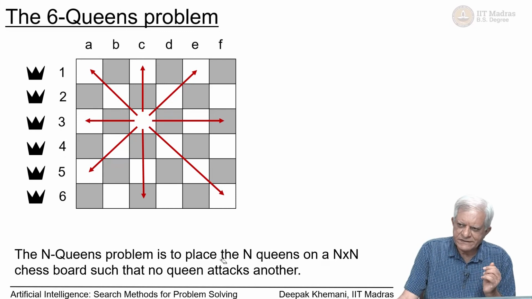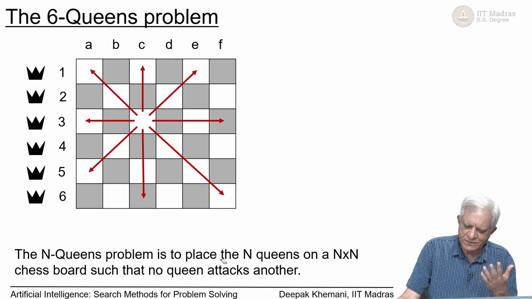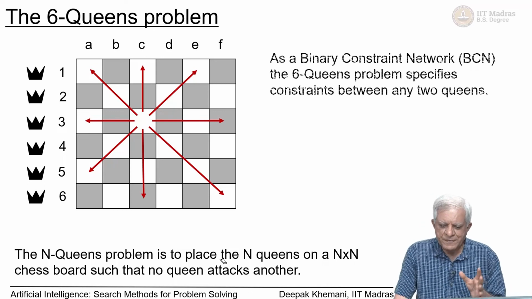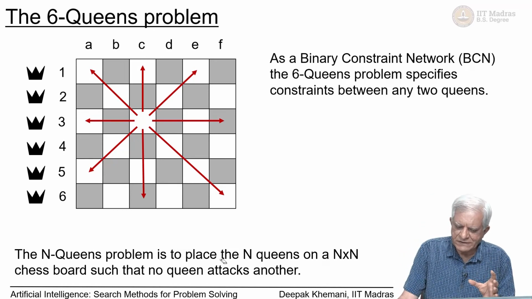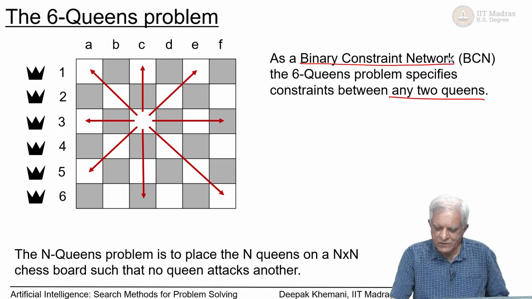A quick look at the 6 queens problem, or the n queens problem. You have to place n queens on an n by n chessboard, in this case 6 queens on a 6 by 6 chessboard, so that no queen attacks any other queen. And these red arrows show that if there was a queen present in that location, which is C3, then it would attack all the squares which this arrow covers essentially. Now, one way to represent this problem is as a binary constraint network, that you put constraints between 2 queens at a time essentially.